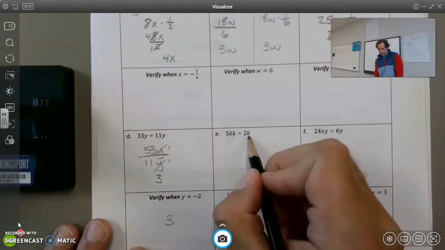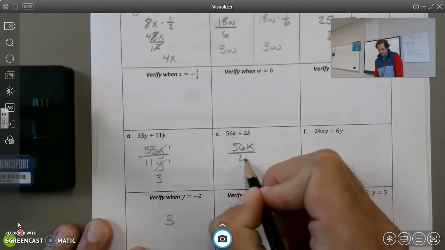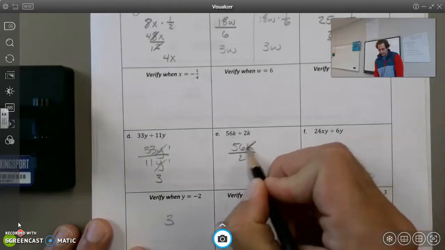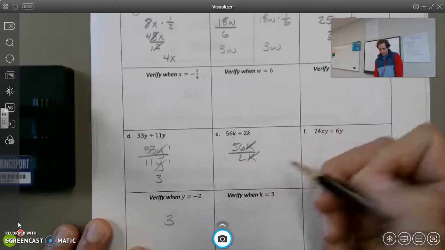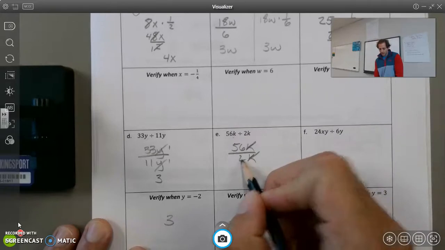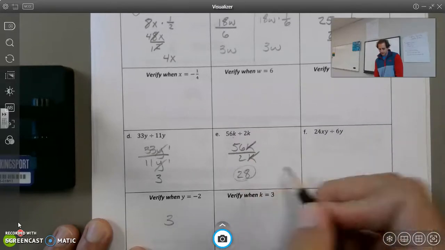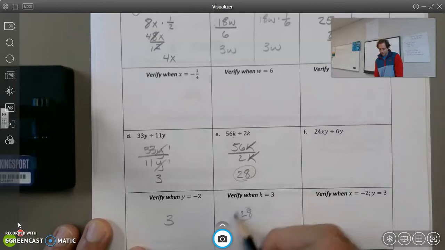56k divided by 2k, well, I can see that my k factors are going to eliminate, so I can mark those out. And then I have 56 divided by 2, which is 28. And whenever I verify, I should get 28.